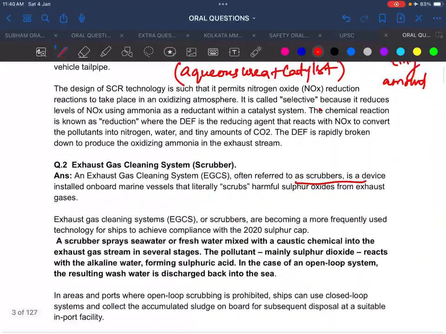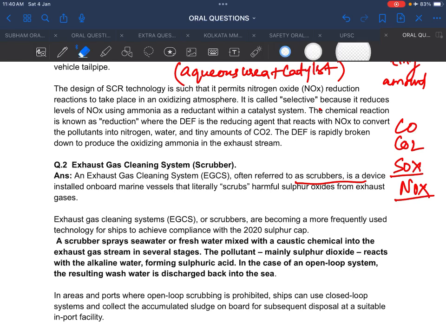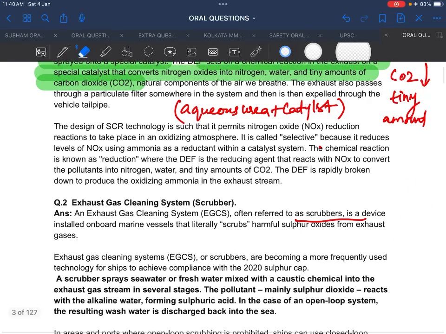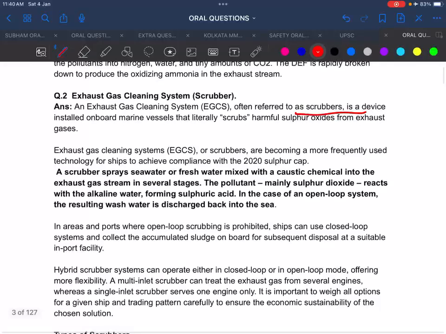Carbon monoxide, carbon dioxide, SOx, NOx, these are also harmful products for our environment. So previously I saw the NOx, now I talk about the SOx, how we can reduce the SOx. SOx is basically reduced by this exhaust gas cleaning system, that is a scrubber system. And basically there are two types of scrubber system: open loop system and closed loop system.